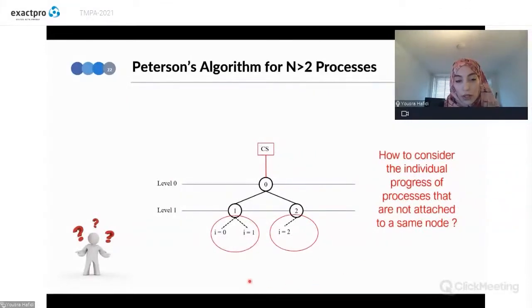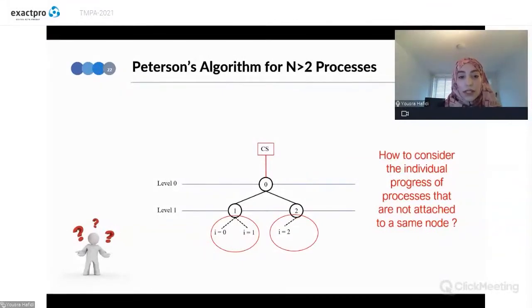to a same node. So for the counterexample, we had the problem with process 2 that is getting access every time, and process 0 and 1 are waiting forever for their turn. They won't get it. So how to consider the individual progress of processes that are attached to node 1 and the process that is attached to process 2?